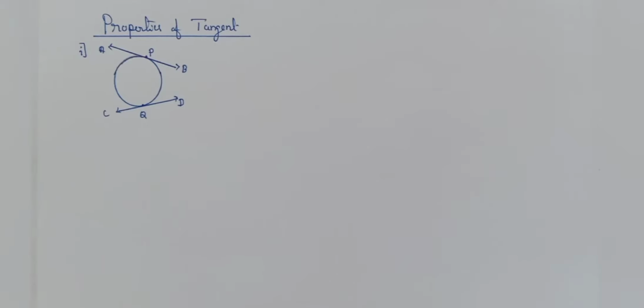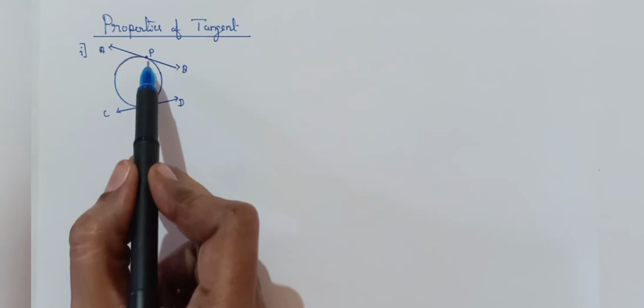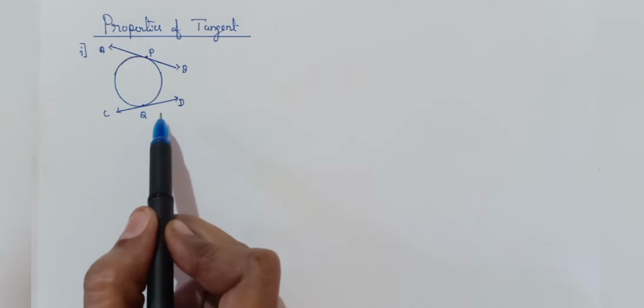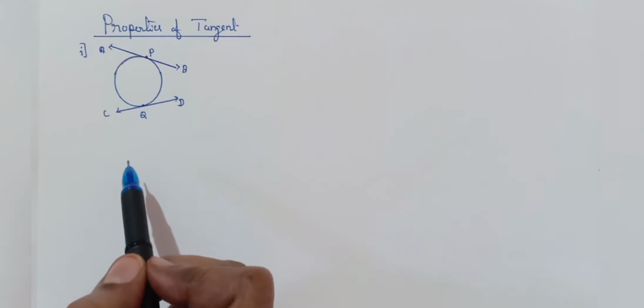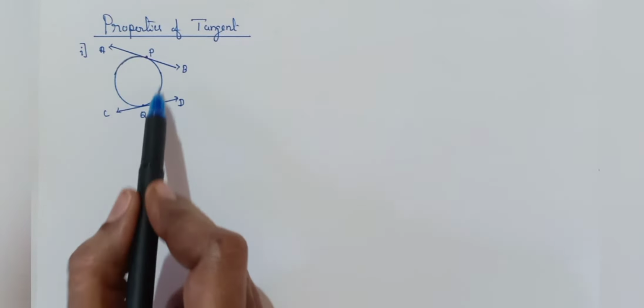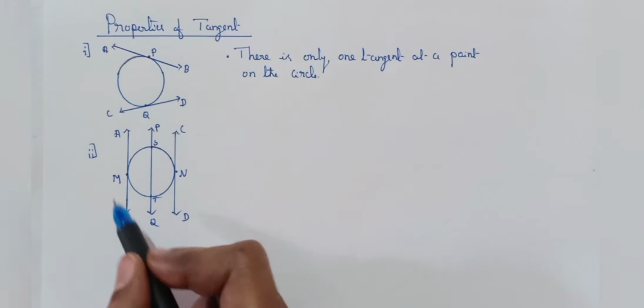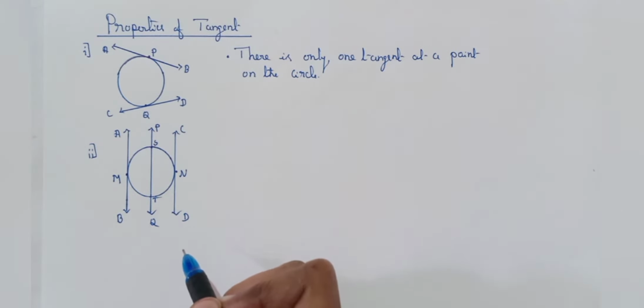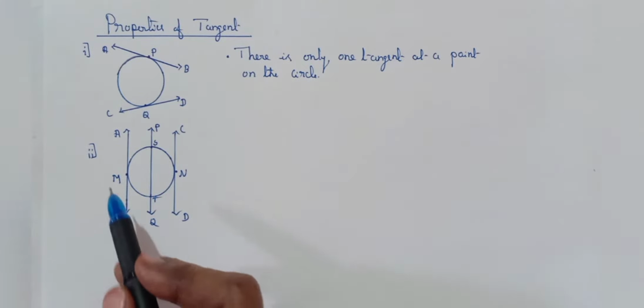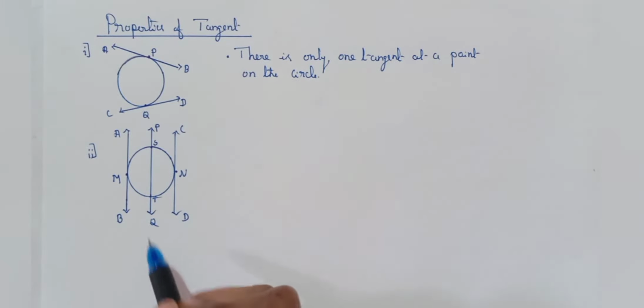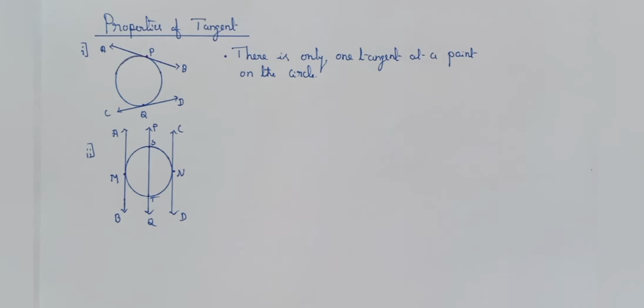Next, properties of tangent. See the figure. Here, AB is the tangent through the point P and CD is the tangent through the point Q. It means we can draw only one tangent at any point on the circle. Next property, see the figure. Here, PQ is a secant and AB and CD are the tangents. Here, we can draw only the tangents AB and CD parallel to the secant PQ. It means a circle cannot have more than two tangents parallel to a given secant.